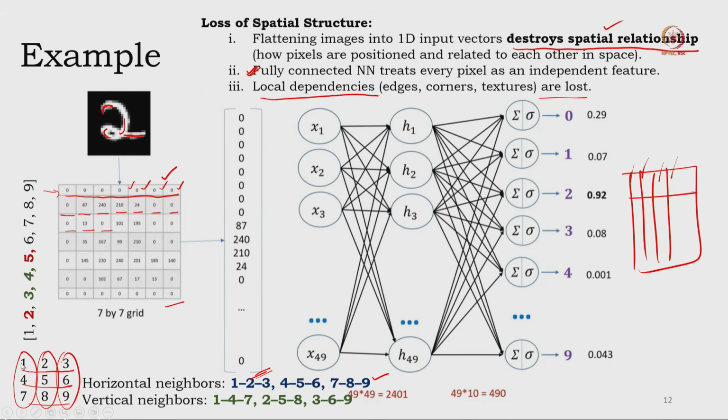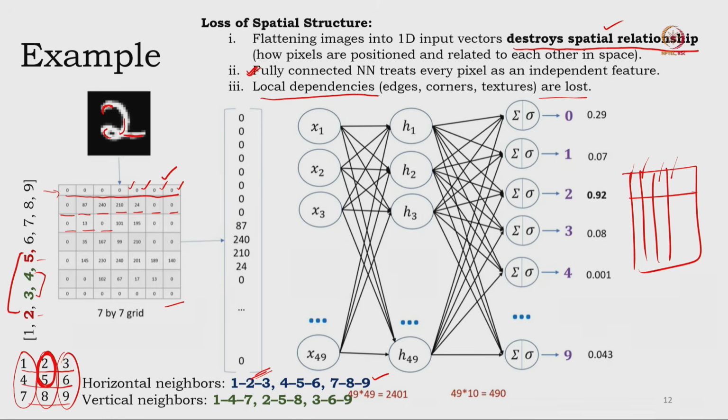So, the minute you convert this into a single vector, just observe 2 and 5, and observe 3 and 4. Here, when we are in a matrix, there is a relationship between 2 and 5. What is the relationship? They are vertical neighbors. But when you look at a single vector, 2 and 5 are positioned in two different places. So, we have lost the information.